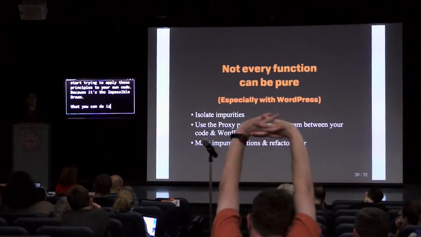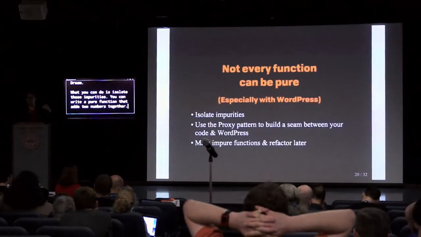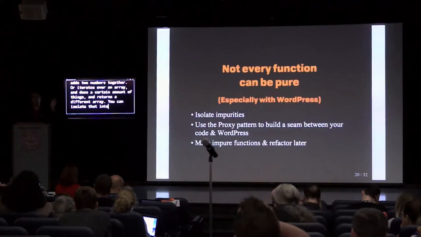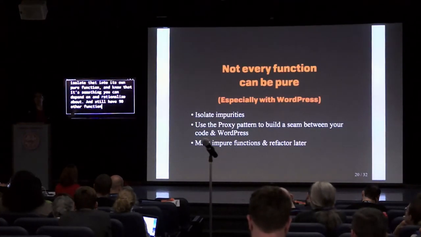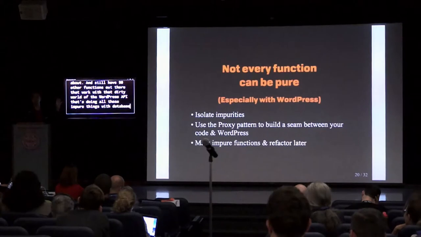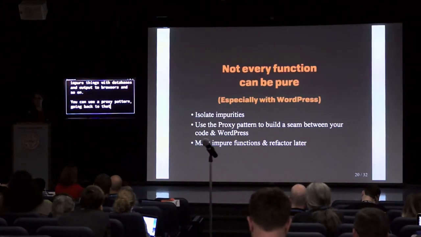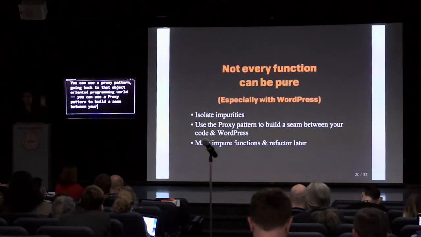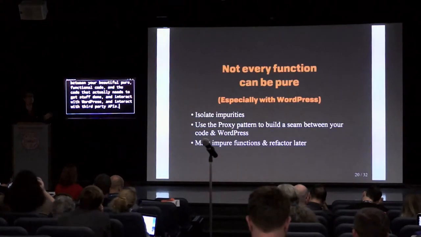What you can do is isolate those impurities. You can write a pure function that adds two numbers together or iterates over an array and does a certain amount of things and returns a different array. You can isolate that into its own pure function and know that it's something you can depend on and rationalize about, and still have 90 other functions out there that work with that dirty world of the WordPress API that's doing all these impure things with databases and output to browsers and so on. You can use a proxy pattern. Going back to that object-oriented programming world, you can use a proxy pattern to build a seam between your beautiful, pure, functional code and the code that actually needs to get stuff done and interact with WordPress and interact with third-party APIs. Again, not everything needs to be pure.